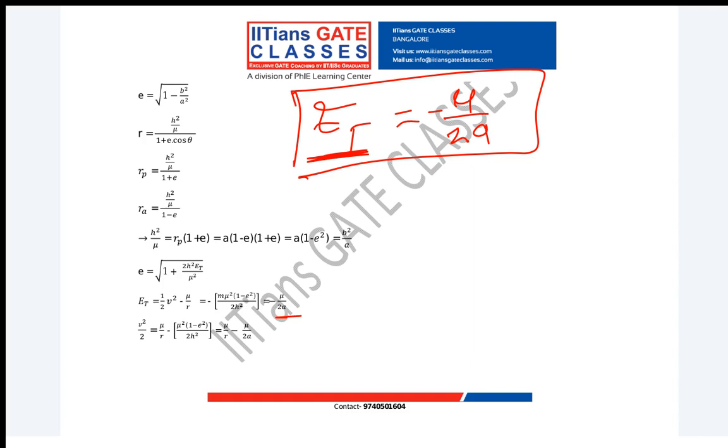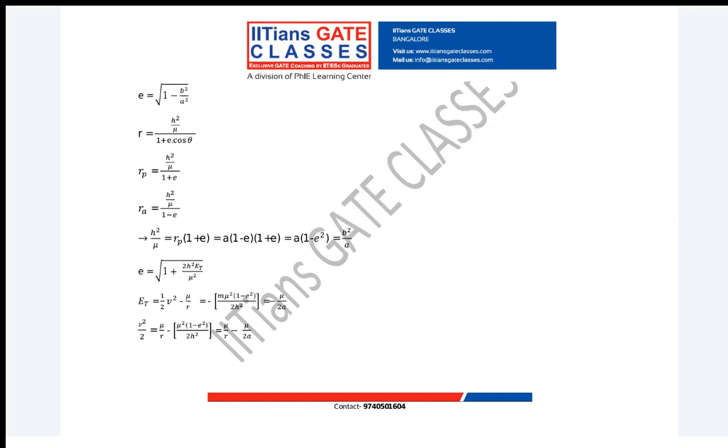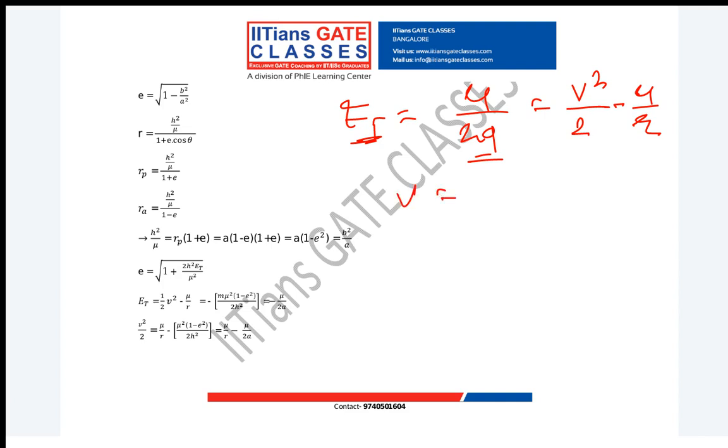Now, this is elliptical. For a hyperbolic orbit, this ET will be mu upon 2A. So that is the difference between this and a hyperbolic orbit. Now once you know ET, which is minus mu upon 2A, we already know that ET is V square upon 2 minus mu upon R. So guys, at any radius we can write the velocity in an elliptical orbit. It will be V square by 2 equal to mu upon 2A plus mu by R.